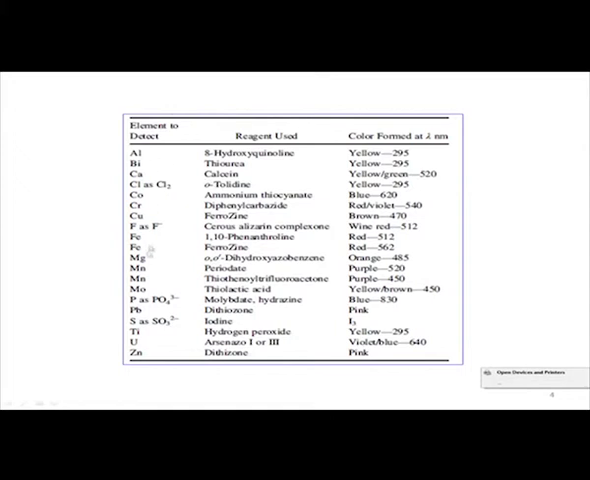Similarly, all these species, the basic idea we are trying to say is that if you have iron, do not think that this iron is binding with only this particular ligand.